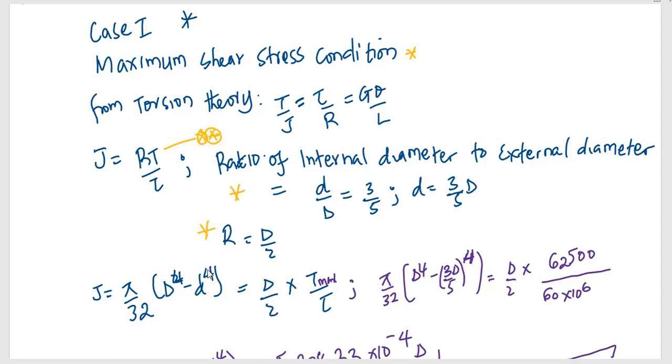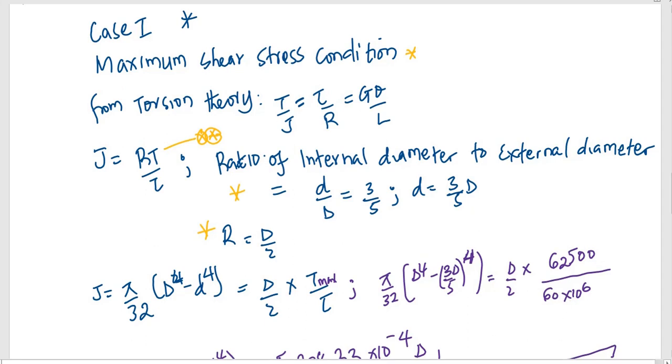When we substitute in that equation, we realize that J is equal to R times T divided by tau. R, we have it as capital D divided by 2. We know tau, we know torque. The torque we are using here is the maximum torque. Therefore, pi over 32 into capital D to the power 4 minus small d to the power 4 is equal to capital D divided by 2 times Tmax divided by tau. When we substitute in our values, we already know that the small d is 3/5 of capital D. So we substitute in the value for Tmax, which is here, and the value for tau.